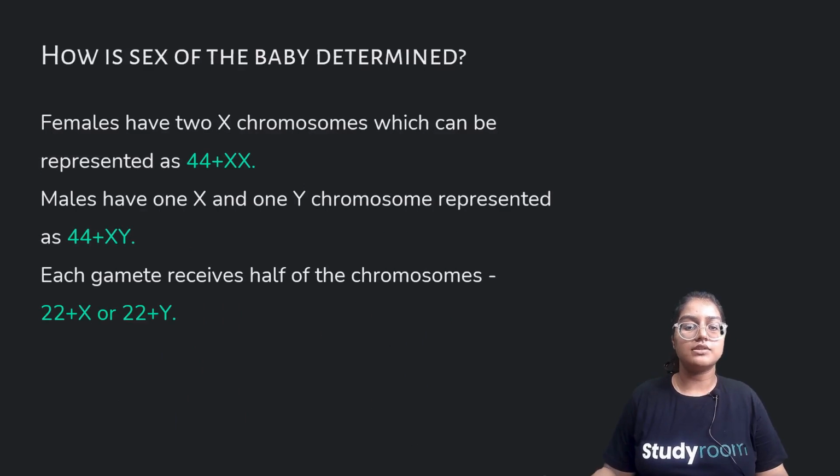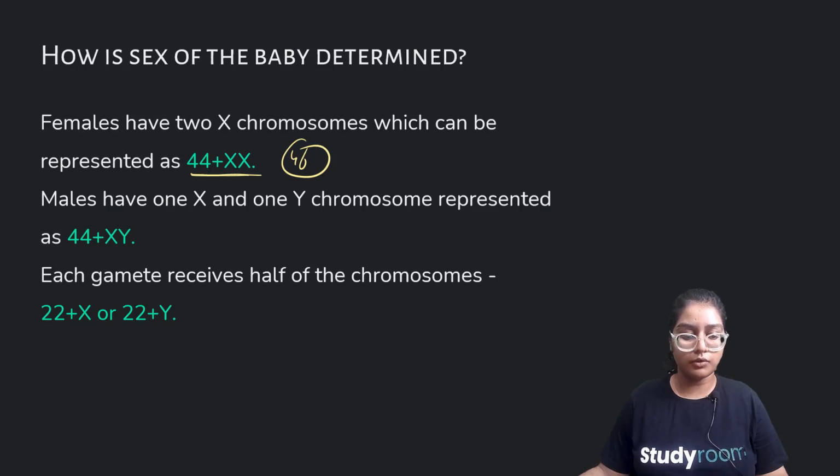How is the sex of the baby determined? Females have two X chromosomes, which can be represented as 44 plus XX. So we have 46 in total: 44 are autosomes and XX are sex chromosomes. Males have one X and one Y chromosome, represented as 44 plus XY. Here 44 are autosomes and XY are the sex determining chromosomes.